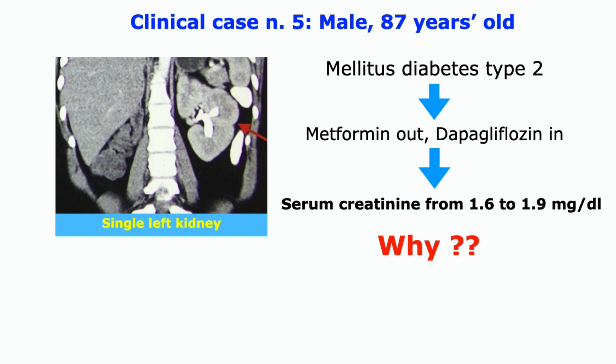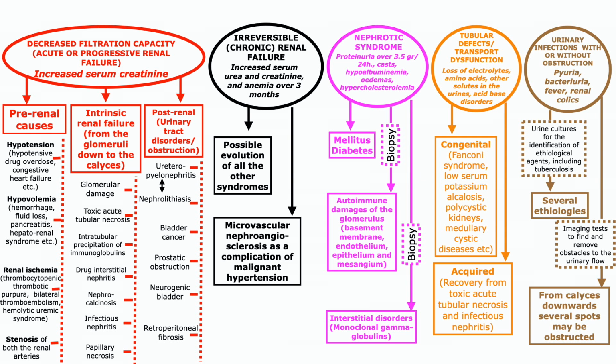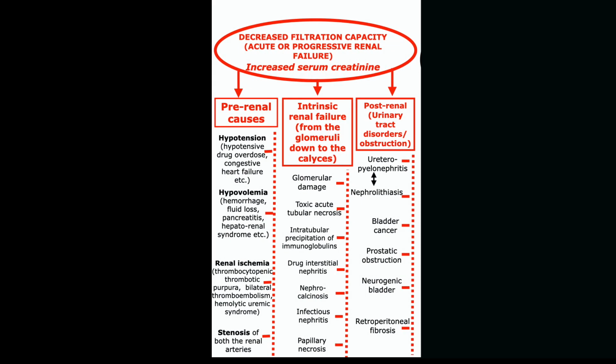Consequently, the differential diagnosis was drawn up as in the diagram. 1. Pre-renal causes, either A. Stenosis of the unique renal artery or B. Hypovolemia due to dapagliflozin. 2. Intrinsic renal causes due to infectious pyelonephritis. 3. Post-renal causes due to recurring obstruction of the final tract of the ureter.